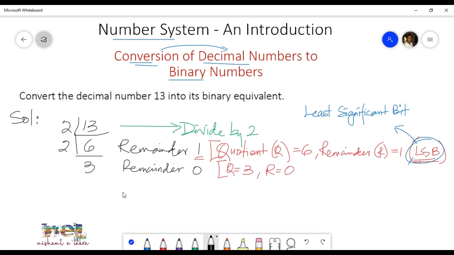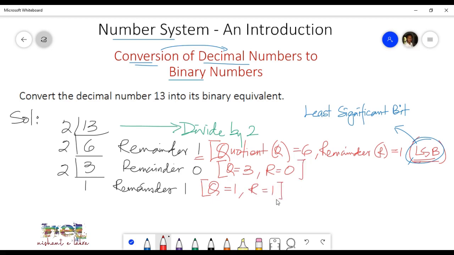I hope you have understood this. Now let us continue dividing it. 2, we can't perfectly divide 3, right? So 2 1s are 2, and there will be one remainder, right? So remainder is 1. And what is the quotient here? Quotient is 1, and remainder is also 1, right?